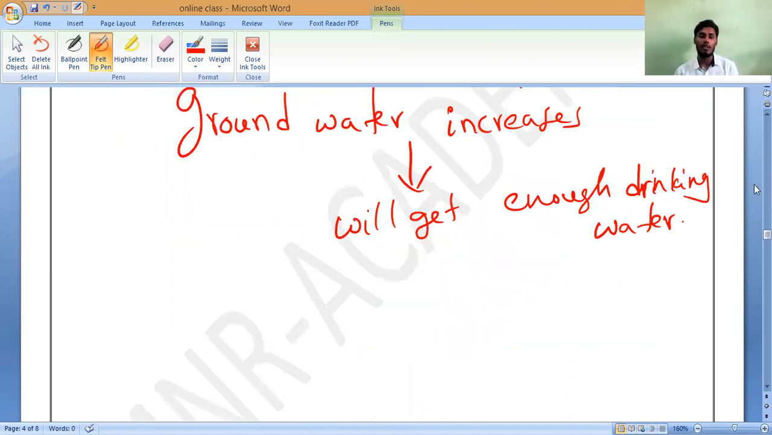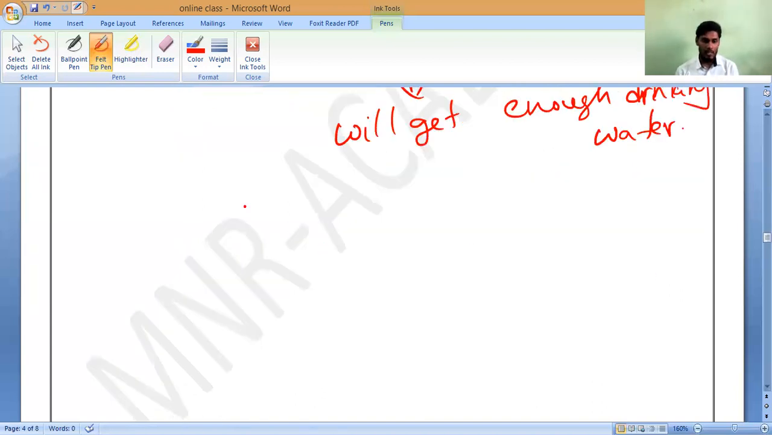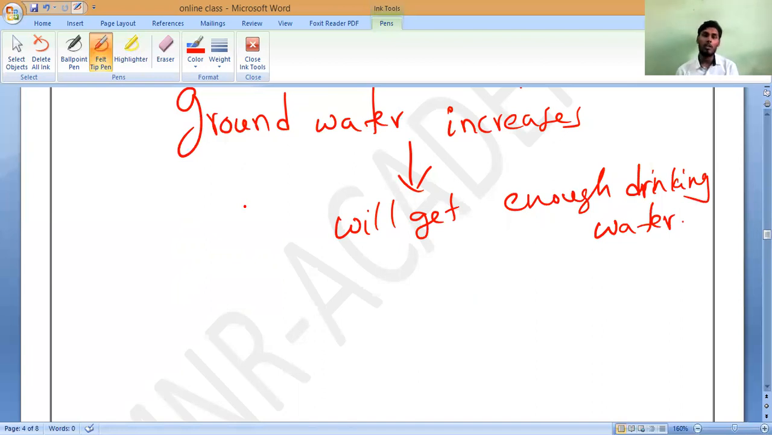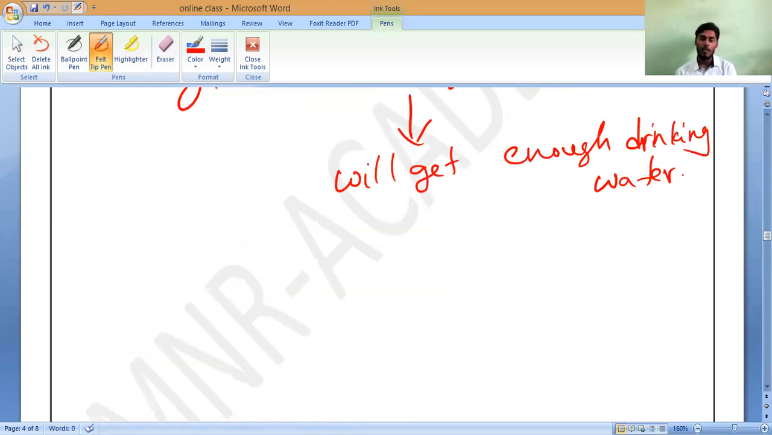Even though 70% or 71% of Earth is covered with water, the availability of drinking water is very, very less. Only 3%, sir. So that is why you may observe we people are drinking groundwater alone, because nowadays the groundwater level is decreasing. Why? Because of deforestation. Yes or no?